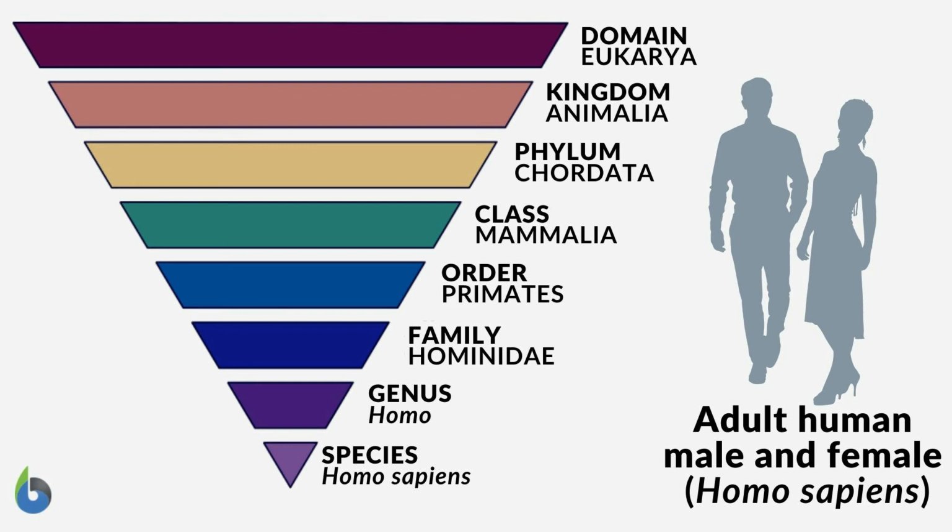Let's have an example for adult human male and female. Human belongs to domain Eukarya. Under kingdom Animalia, meaning we are considered to be animals. Human belong also to phylum Chordata, class Mammalia. Human is considered to be under primates, family Hominidae, and genus as Homo, and species as sapiens. So if you're going to observe, the scientific name of human is Homo sapiens.